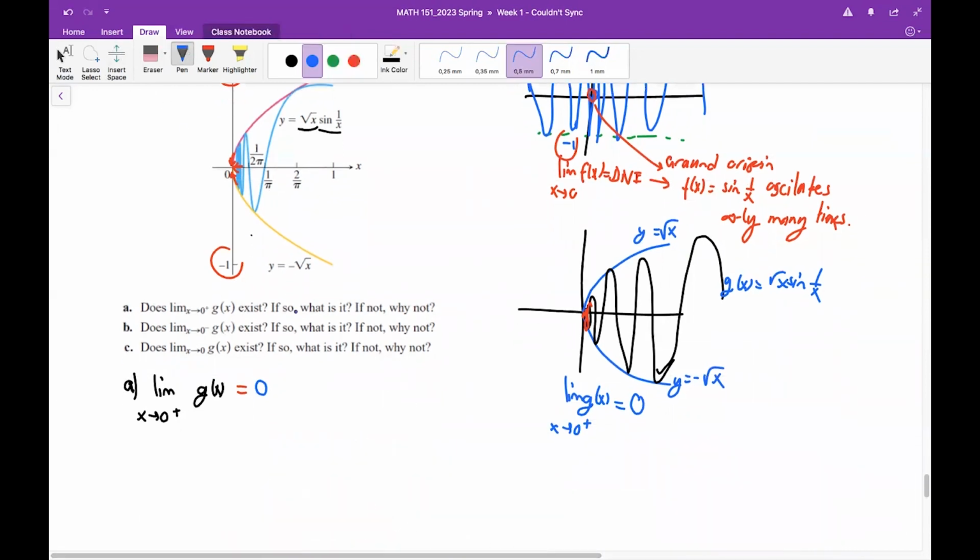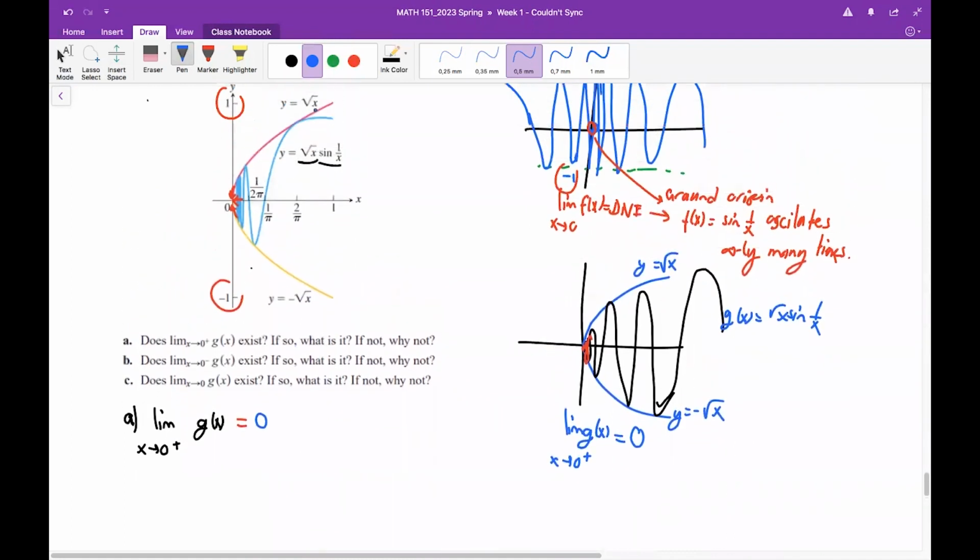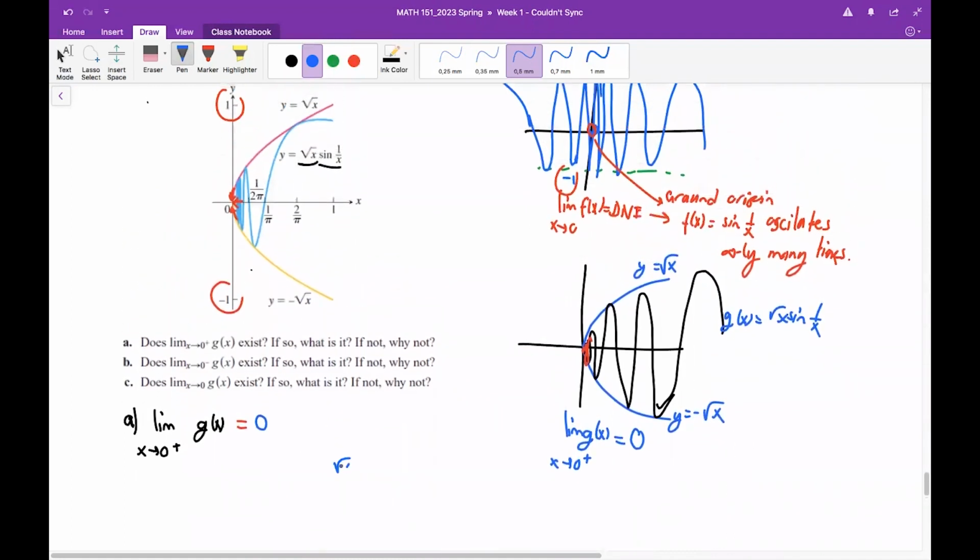This is the geometrical explanation of it, but you can also obtain this limit algebraically by using the sandwich theorem. How would you do that? You know the upper bound and lower bound for this function. This is the middle function. What is the upper bound for it? It is square root of x. What is the lower bound for it? It is minus square root of x.